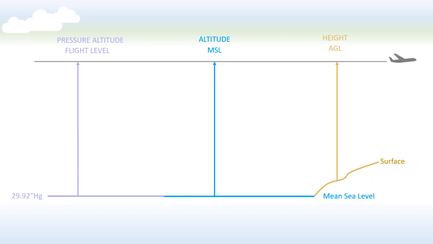And notice, this moving reference point isn't exclusive to pressure altitude. Thanks to variations in land elevation, the same object measured in different spots can have different heights. In contrast, altitude remains consistent everywhere on Earth. Maybe that's why they call it true altitude.